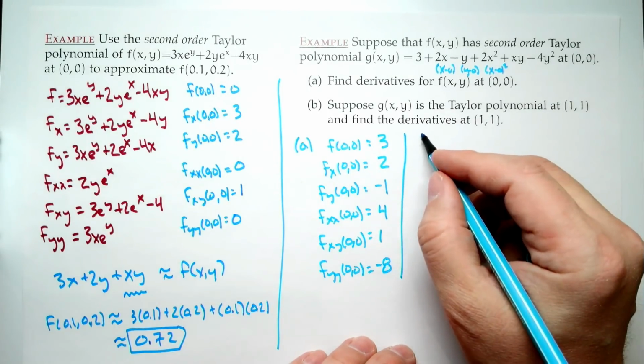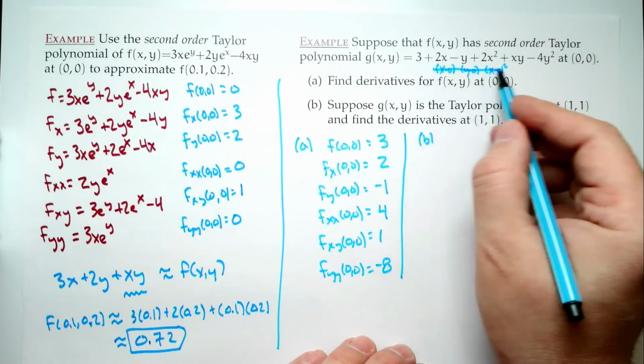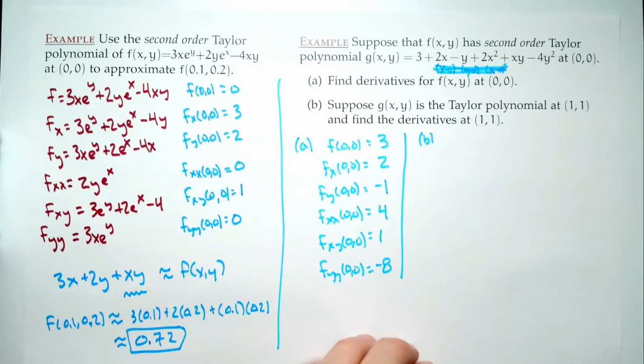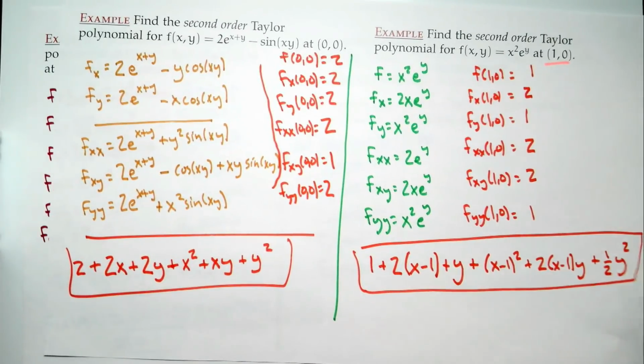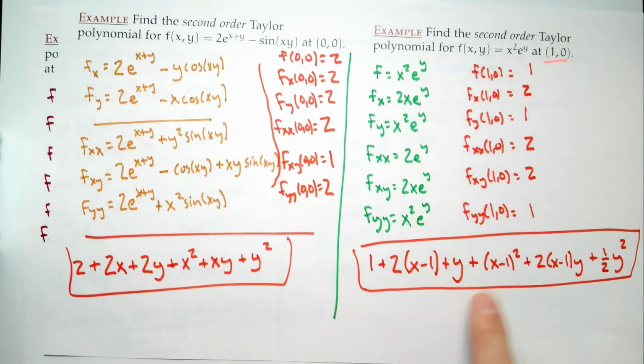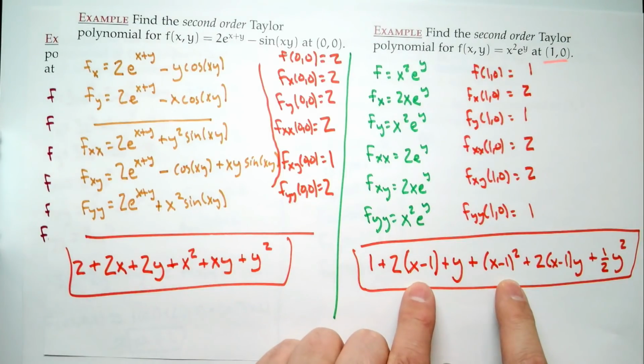Part B. Well, actually, it turns out for part B, it's a different kind of question, because as it says, g of x, y is the Taylor polynomial at 1, 1, not at 0, 0. Now let's find the derivatives at 1, 1. You might say, don't I do the same thing? Well, let's step back for a second. Recall this problem from a few minutes ago, where we had this x minus 1 squared.